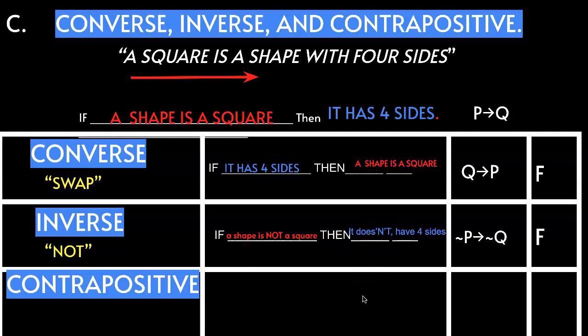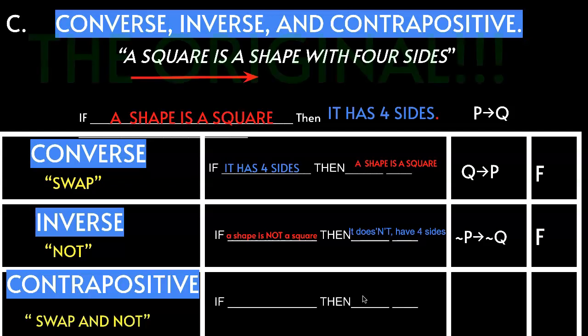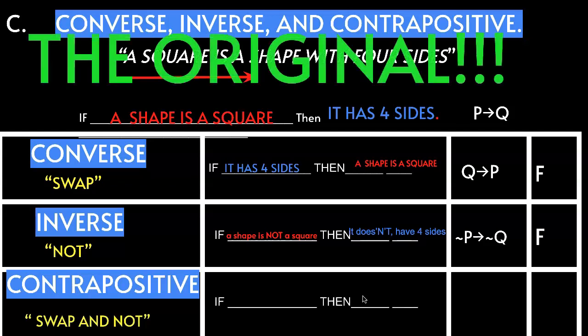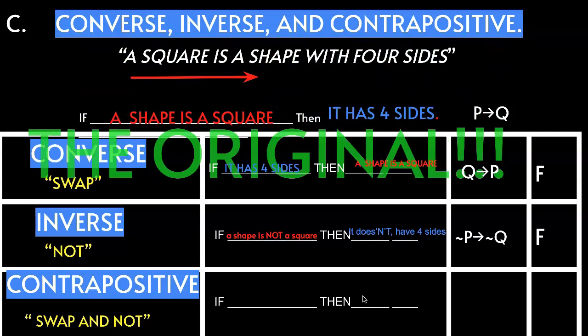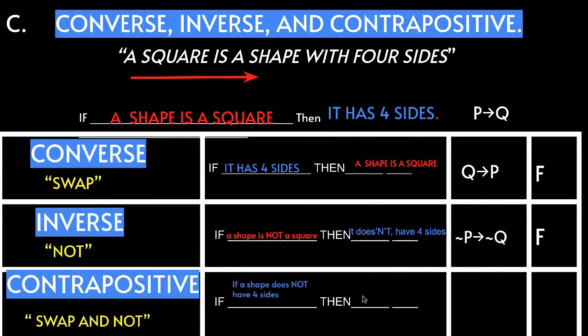All right. Last up is our contrapositive. I call it the swap and notter. It does both with the original statement. So I'm going to swap and negate. So blue's going to come first with the word not in it. If a shape does not have 4 sides, then red with the word not in it, then it isn't a square.